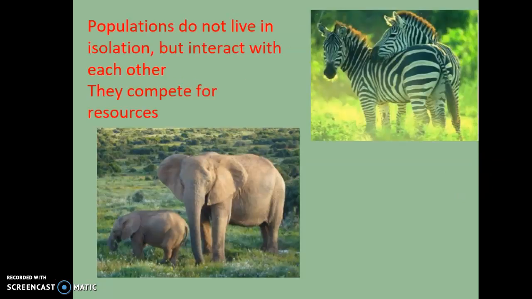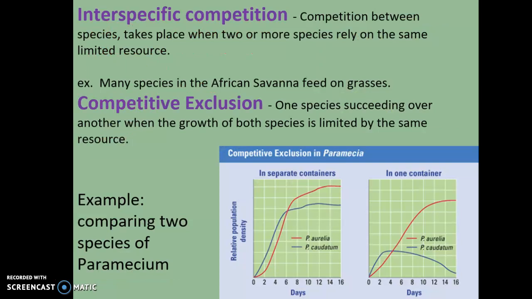Populations do not interact with each other in isolation, but they will compete for resources. So you have interspecific competition. This would be competition between species. It takes place when two or more species rely on the same limited resource. And you also have competitive exclusion, where one species succeeds over another when the growth of the species is limited by the same resource. So, example, comparing two species of paramecium, when you put them together, one will do better than the other. When you put them in separate containers, because they have two separate environments, they both will do well on their own.